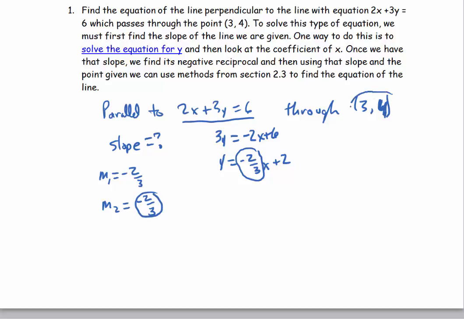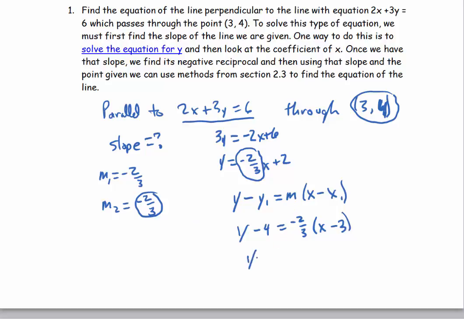We also are given a point, (3, 4). So now we have a slope and we have a point. Now we're ready to write the equation of the line. I'm going to use point-slope form, which says y minus y1 is equal to m times x minus x1. I'm going to put my point in for x1 and y1, so I put 3 and 4 in for x1 and y1. I put -2/3 in for my m, and now I'm going to simplify.